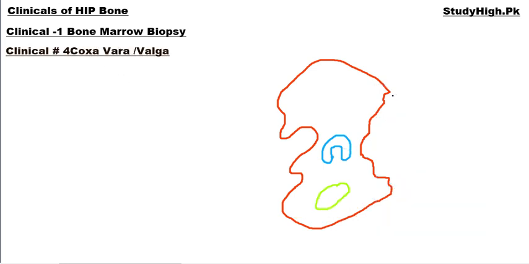Now we are going to discuss clinical number 4 of this topic, the hip bone: coxa vara and coxa valga. What is the difference between these two terminologies, and how are they helpful in the diagnosis of different diseases related to patients? This is the structure of the femur.